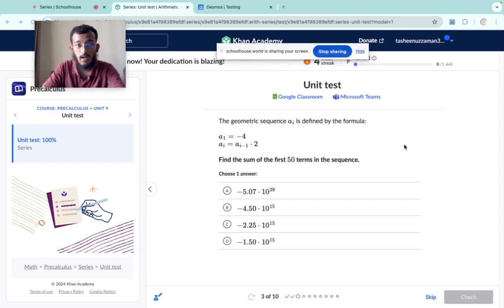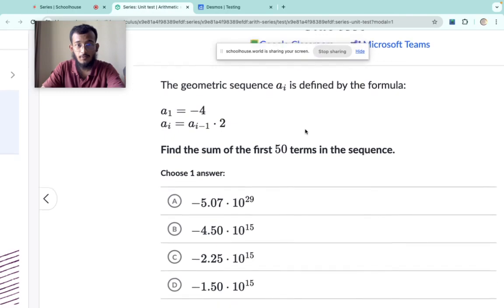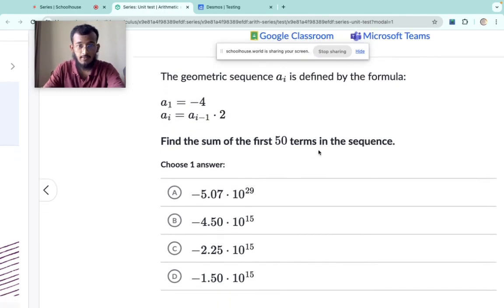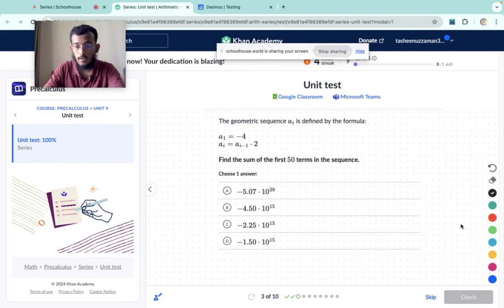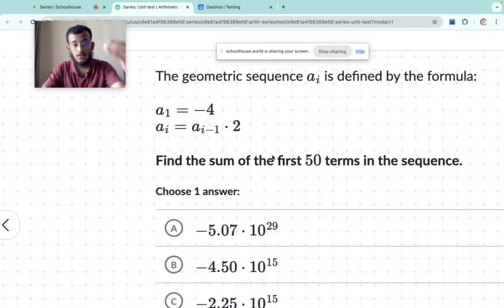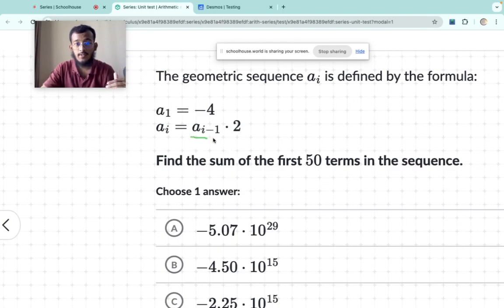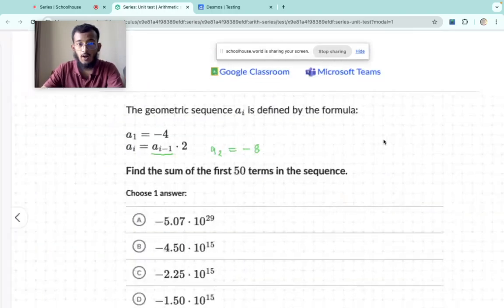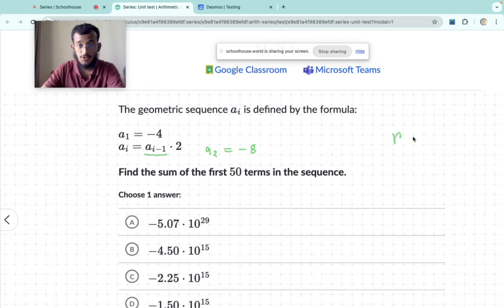So for this one, we have the geometric sequence a sub i, defined by the formula. A1, they have given us the first term, which is -4. And in order to get the next term, as we can see, we have to multiply the previous term by 2, which means A2 will be -8. That is 4 times 2. So each time we're multiplying by 2. That's why r, the common ratio for this geometric sequence, will be equal to 2.